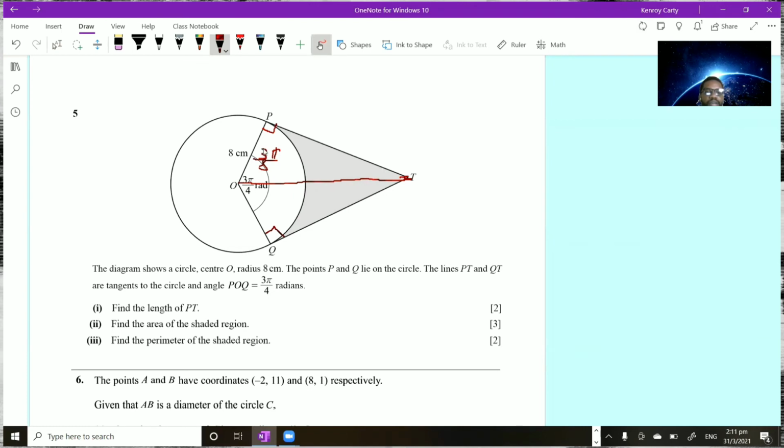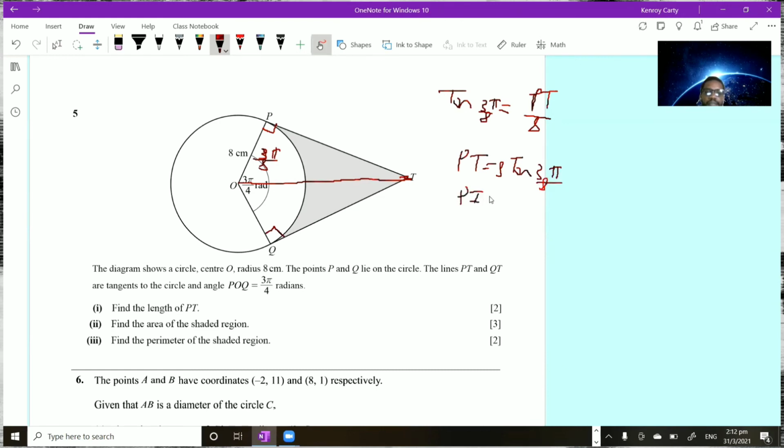Now, if this is 3 pi over 8, we have the angle, we have the side adjacent to the angle, and we want the opposite side. So right away, we are in with tan. So I can say that tan 3 pi over 8 is equal to the opposite side, which is PT, over the adjacent side, which is 8. So PT is equal to 8 tan 3 pi over 8, right?